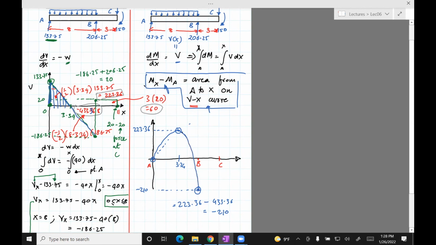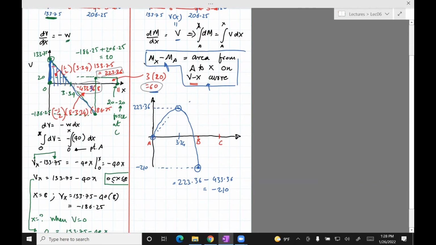Something like that. So this is showing that the moment reaches its maximum at x equals 3.34. Okay, the final step is to go from B to C. So from B to C, we have area under the curve is 60. So all I need to do is minus 210 plus 60, which is minus 150. So at C, we'd have to go to minus 150.